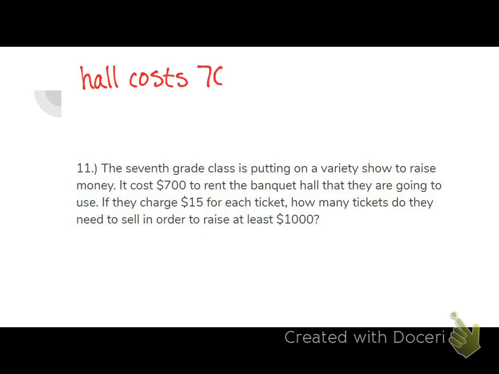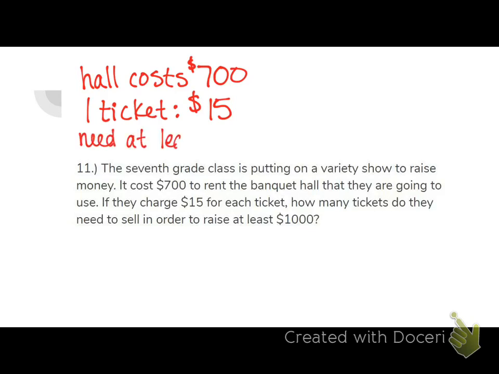It costs $700. That's important for us to know. How much is each ticket? One ticket is $15. How much are we trying to raise? We need a couple words in front of that. At least. Okay, we need at least $1,000. So how is it that we are making money from this? We're making money by selling what? Tickets. So we make money by selling tickets.